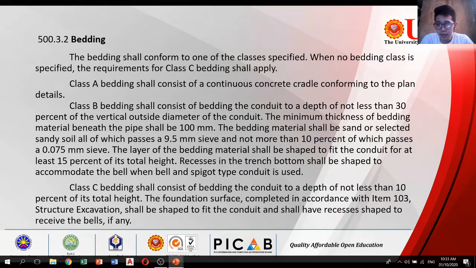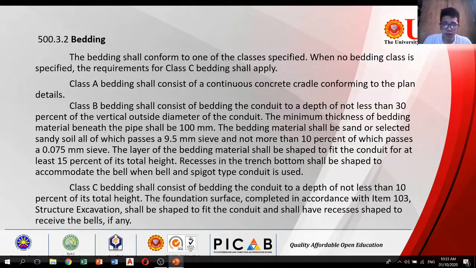Bedding. The bedding shall conform to one of the classes specified. So there are three classes of bedding: Class A, Class B, Class C. When no bedding class is specified, the requirements for Class C bedding shall apply. So, if none is given, it should be Class C. Class A bedding shall consist of continuous concrete cradle conforming to the plan details, while Class B bedding shall consist of bedding the conduit to a depth of not less than 30% of the vertical outside diameter of the conduit.